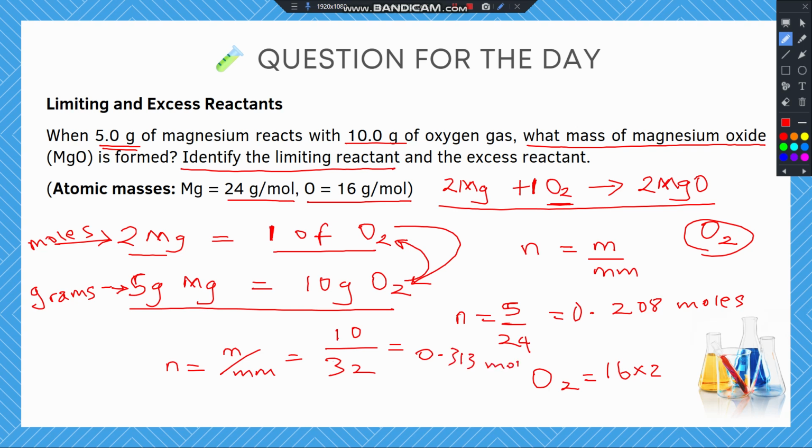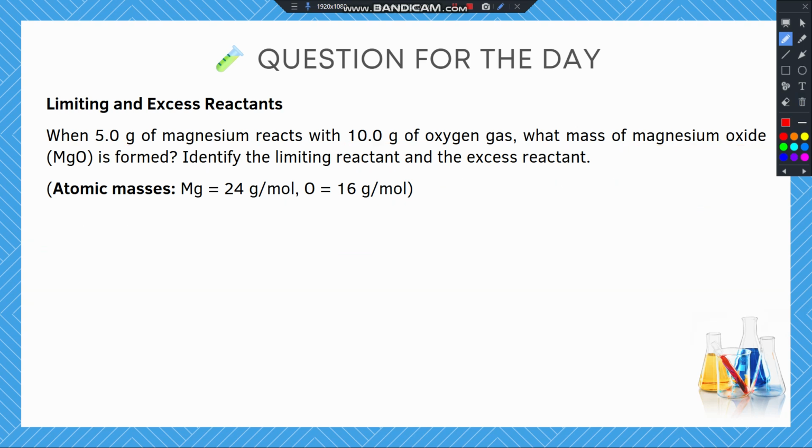0.313 moles. So altogether now we have oxygen to be 0.313 moles and then magnesium Mg to be 0.208 moles. So now we have the number of moles of magnesium. We have converted this 5 grams to number of moles. We have converted this 10 grams to number of moles as well.